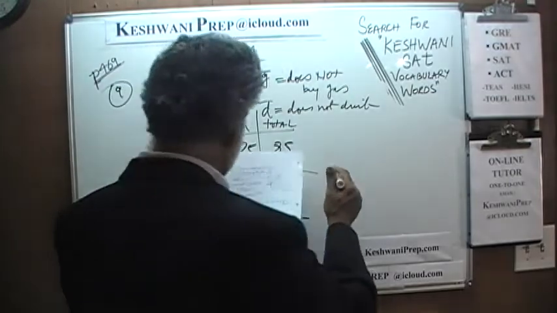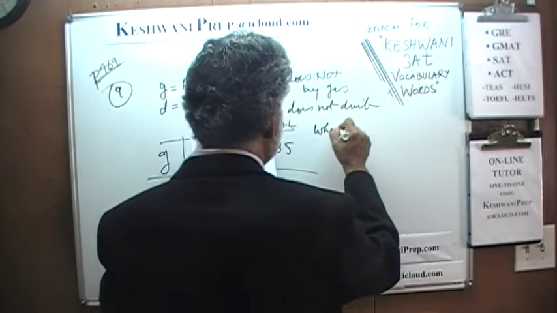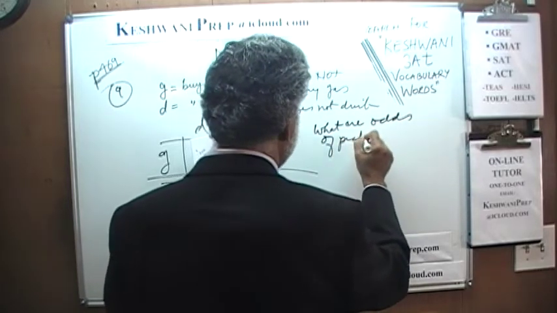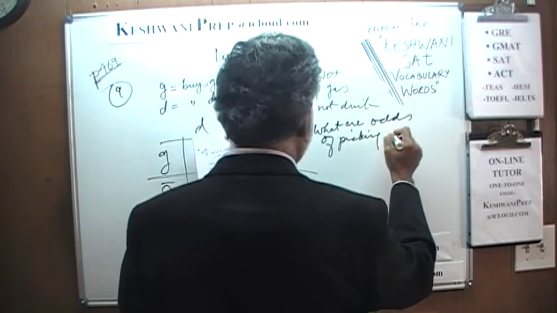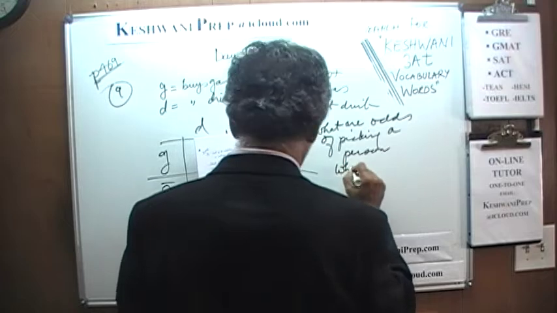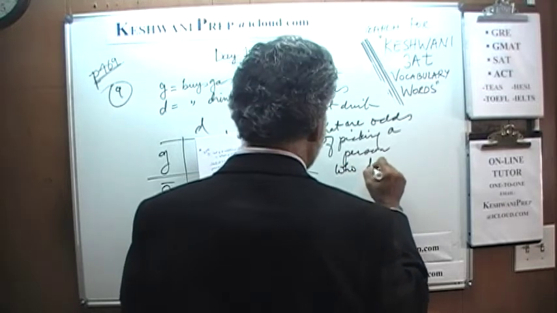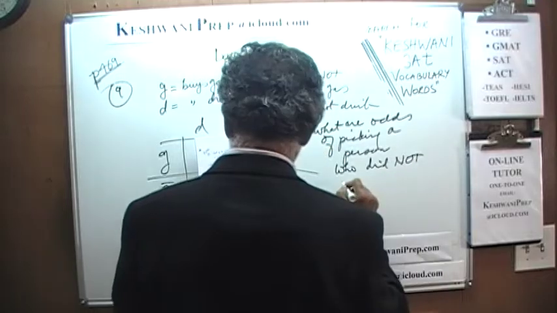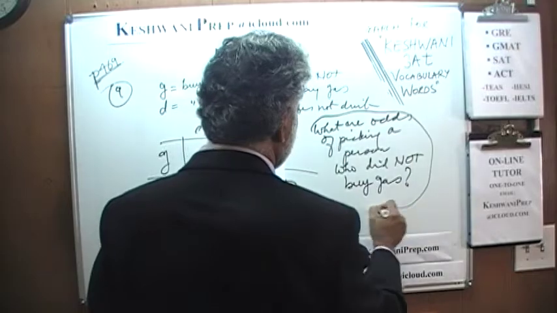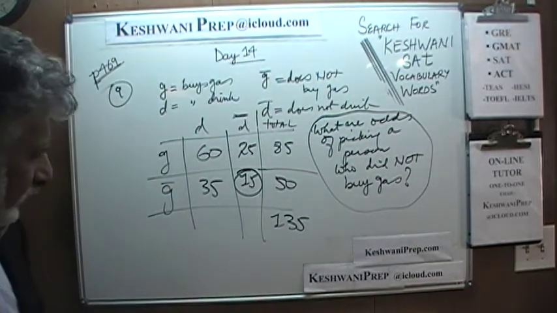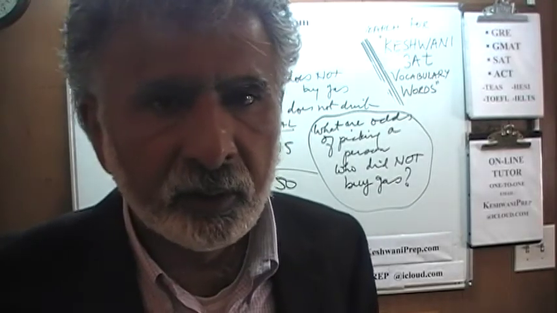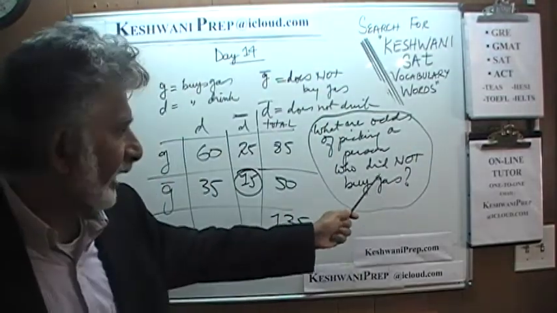The question is, what are the odds of picking a person who did not buy gas? Out of these 135 people, what are the odds that if I were to pick one person at random, that person did not buy gas?